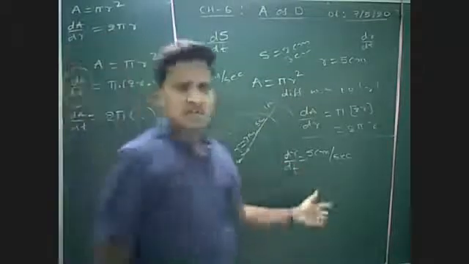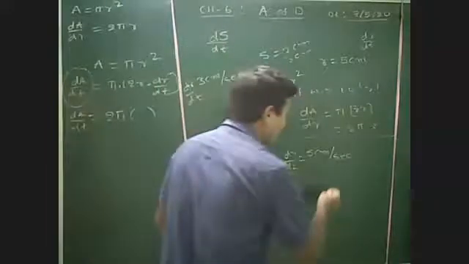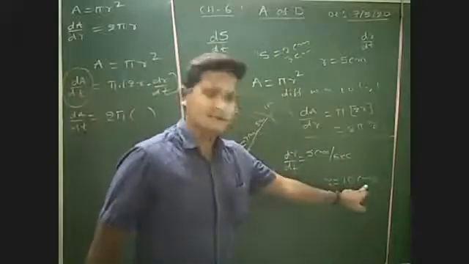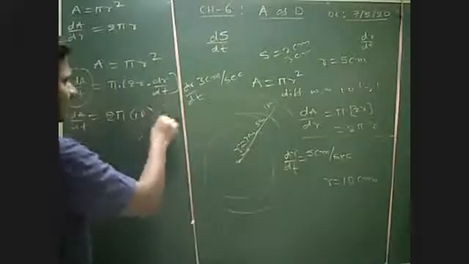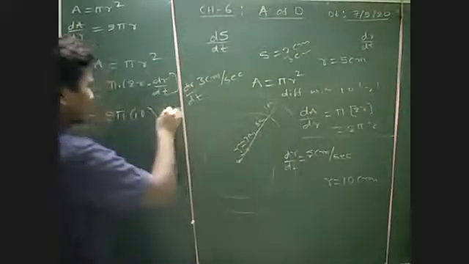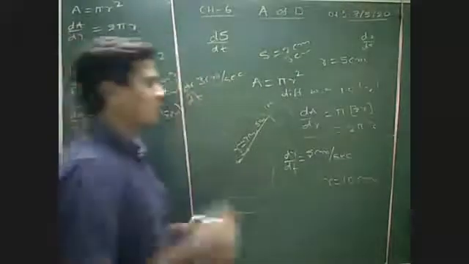In this type of question, they will give the radius, whose radius is r equal to 10 centimeter. They give just centimeter, not per second. So in that case, 10 into dr by dt. What is the rate of change? 5 centimeter. Here, what I am saying is there are two ways of doing the question.